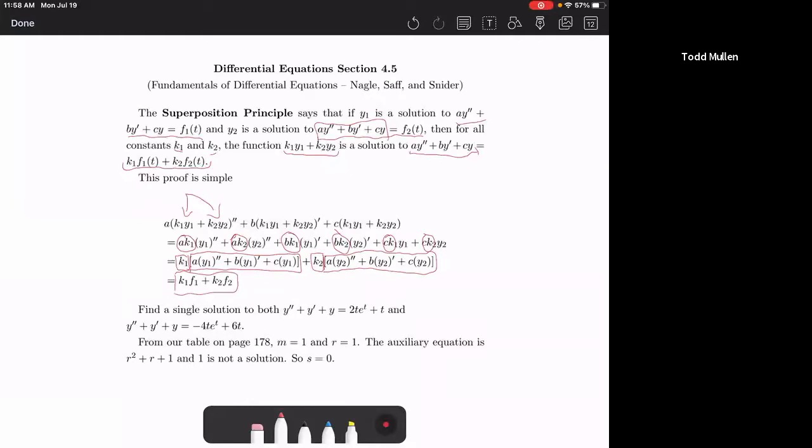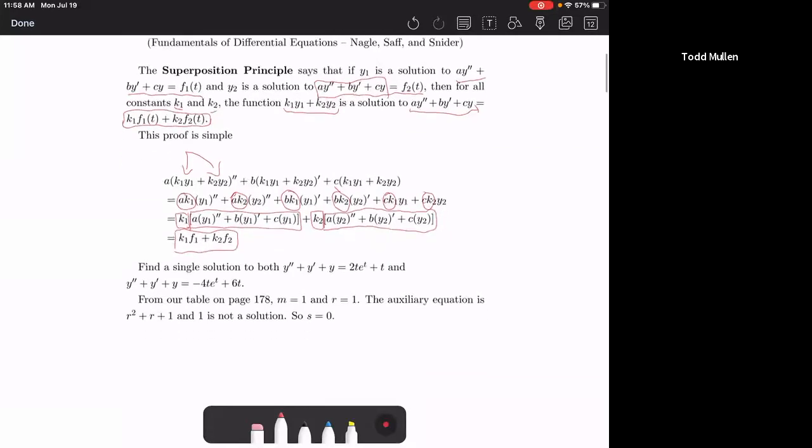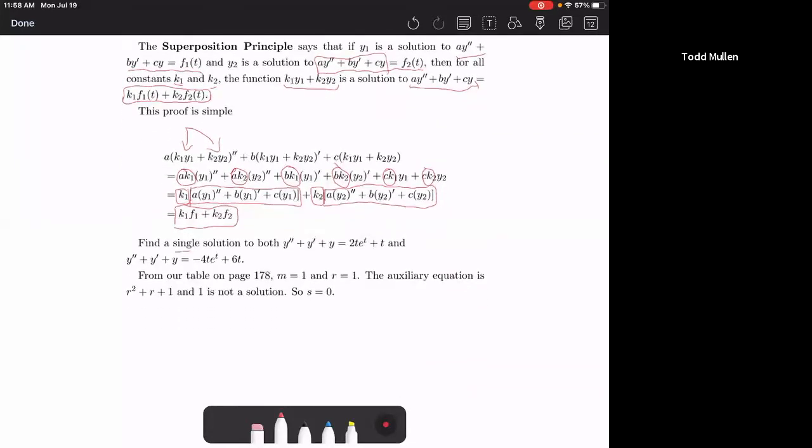So this is a way to make solutions to equations based on solutions to other equations without actually doing any extra work. So let's see how this works. Find a single solution to both of these equations. y double prime plus y prime plus y equals 2t e to the t plus t, and y double prime plus y prime plus y is equal to negative 4t e to the t plus 6t.